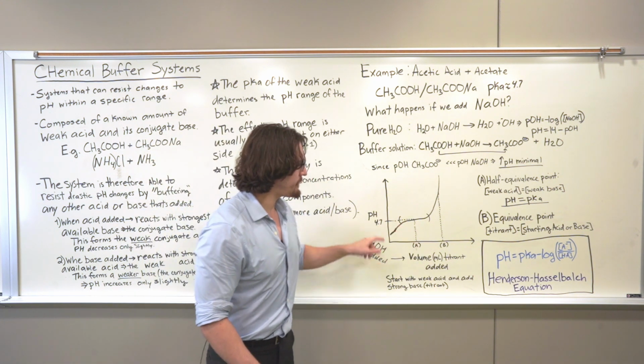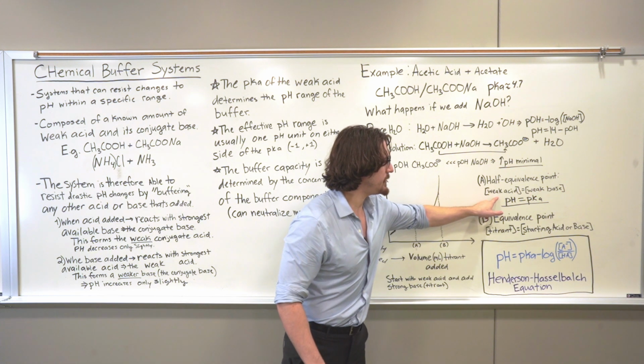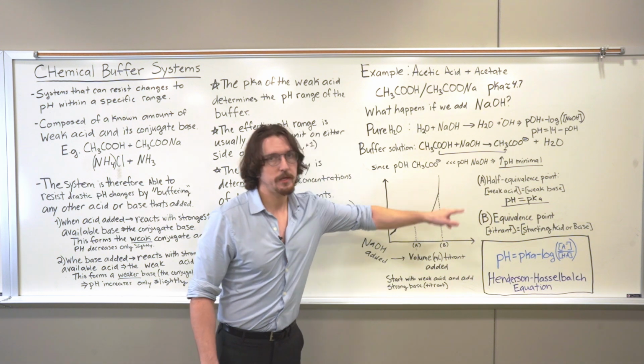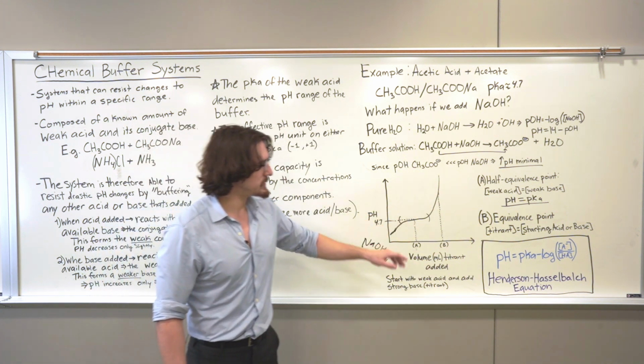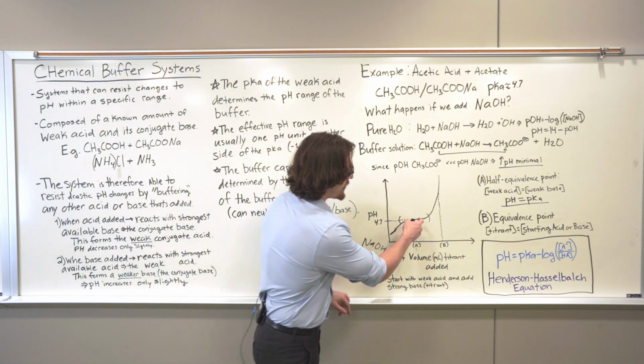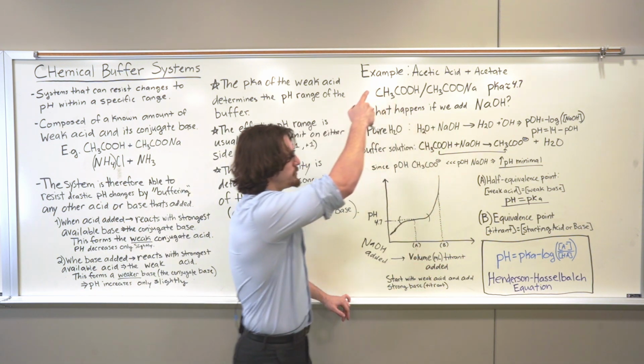And it so happens that if you figure out what the pH is at that half equivalence point, it's actually going to be equal to the pKa, right? And we'll see that in a little bit mathematically. And then point B is where all of a sudden this curve starts to shoot up, okay?